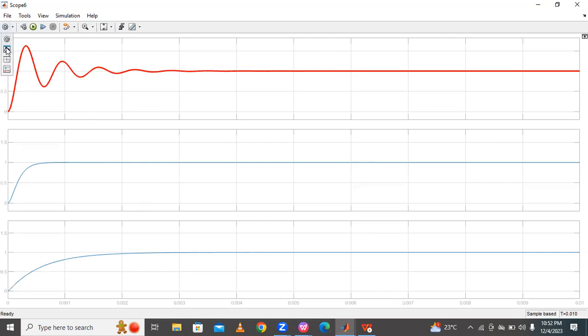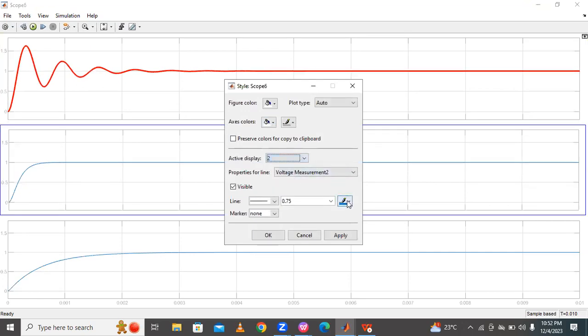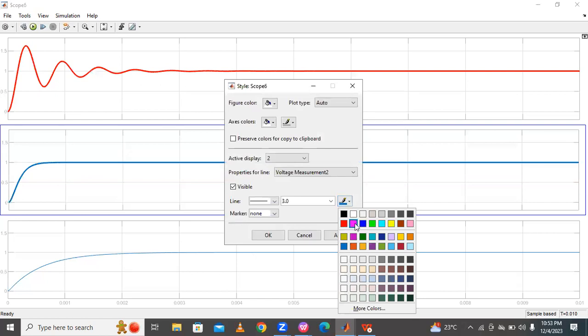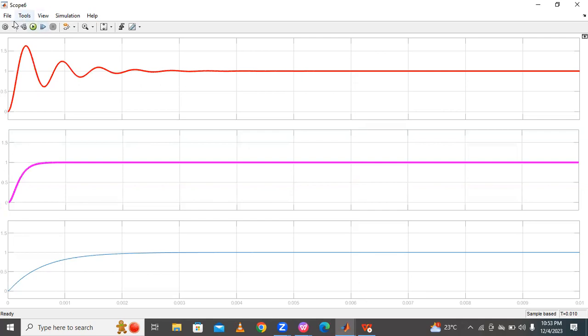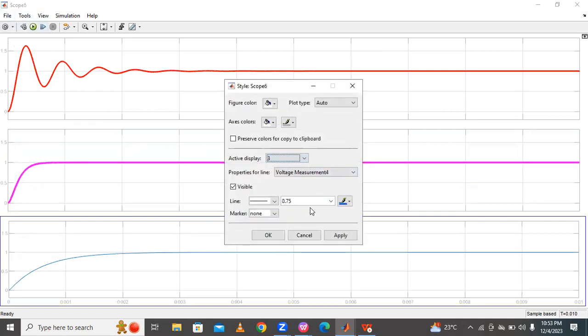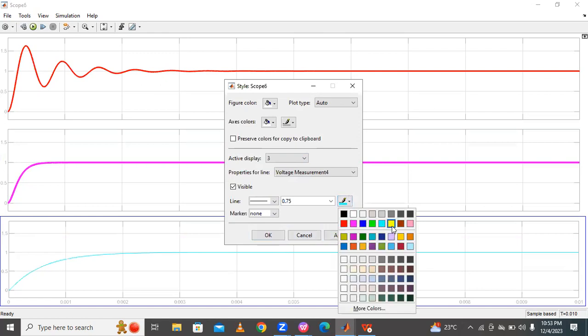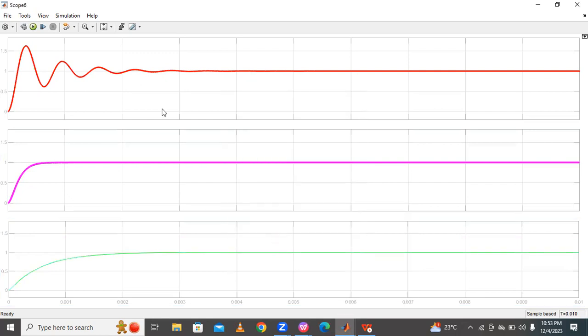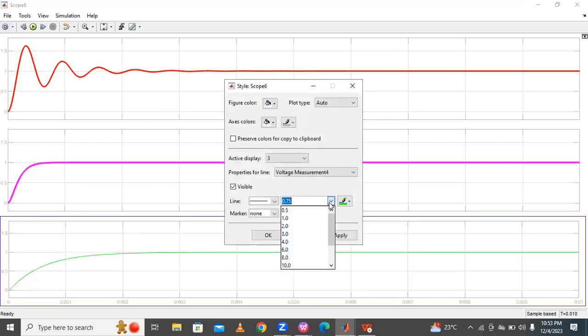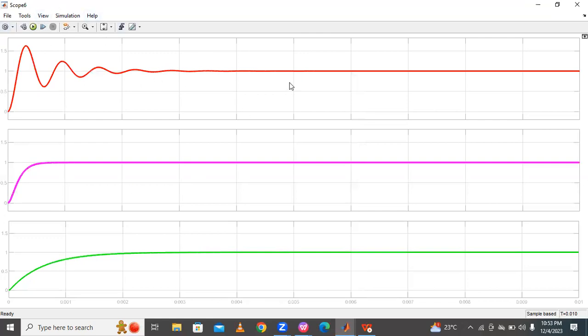Go to style, layout, active display 2, and change the thickness and the color. Then apply. And next, active display 3, change to another color, for example this color, apply. Okay. Change the thickness also. So like this, this is the 100 ampere system, critical damper system, over damper system. Like this we can find the response of the system for step input.